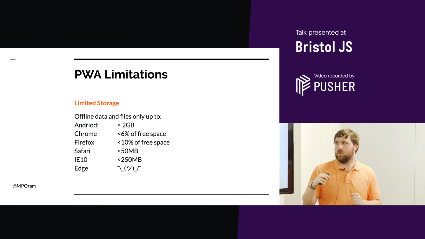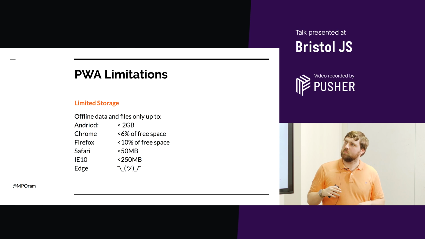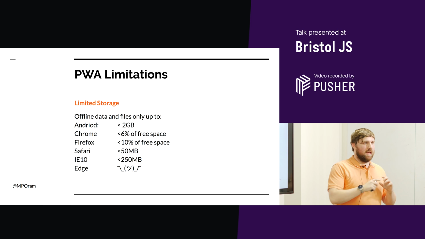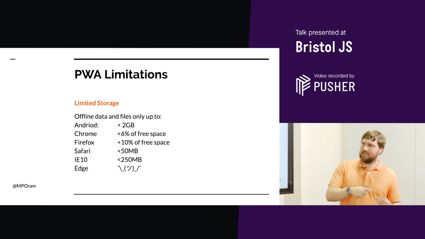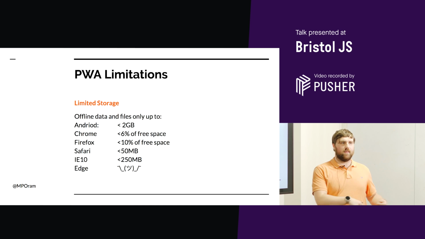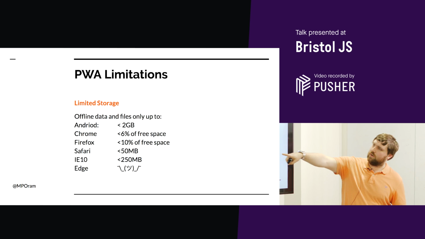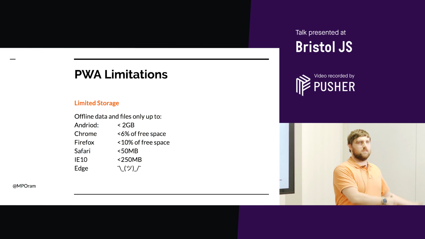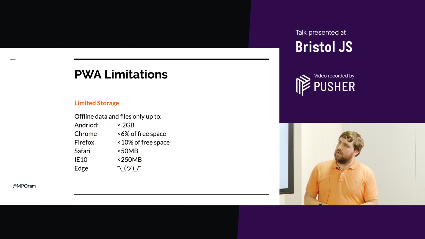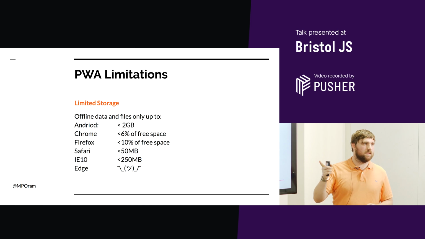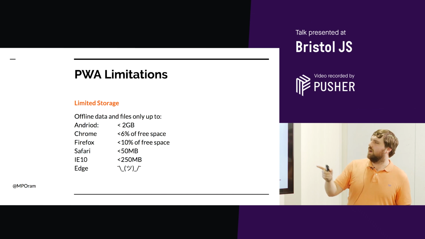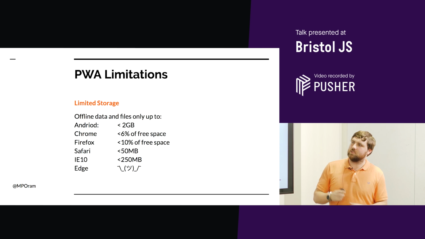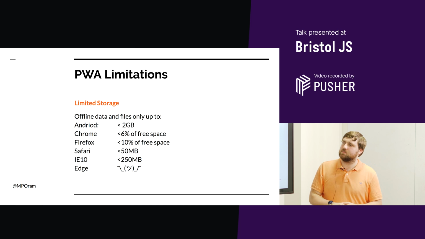So on Android, you can store anything less than 2 gigabytes. And then each browser has their own specific requirements for that as well. So if you're using Chrome on Android, then it's less than 6% of the available free space, provided that that's less than 2 gigs. Same on the others. Obviously, Safari is iOS. So iOS, you can only store up to 50 meg, and that's that. IE10, yeah, that does support this. Only 250 megs, so better than iOS, but still not a massive amount.